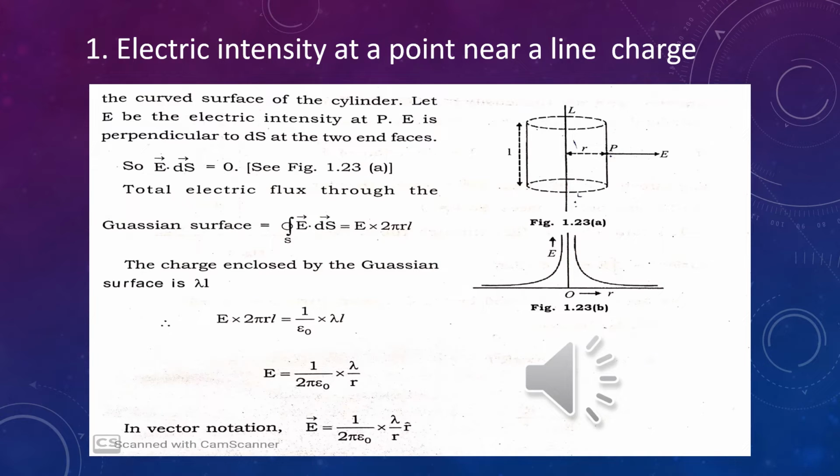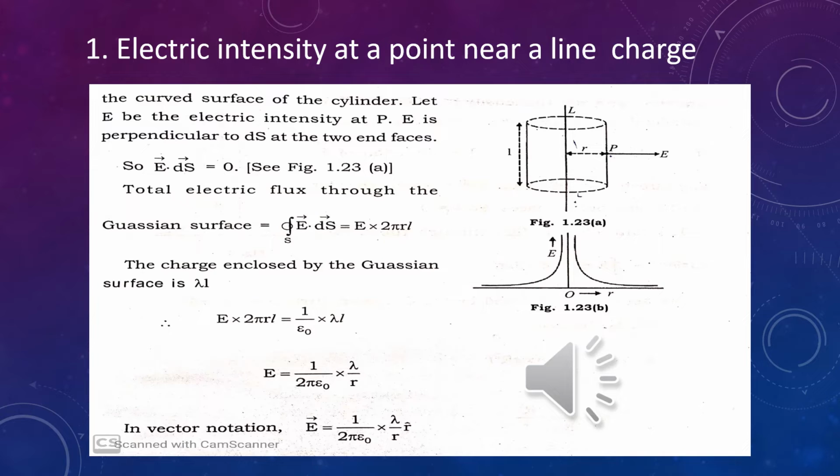So the first application of Gauss's law is the electric intensity at a point near a line charge. Going into the diagram, we have a line of length L. Let the charge be Q, then Q by L becomes lambda. At a distance R, we have a point P, and we have to find the electric field intensity at the point P. The electric field intensity is capital E.